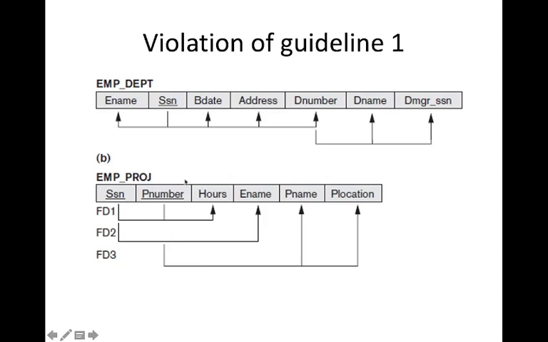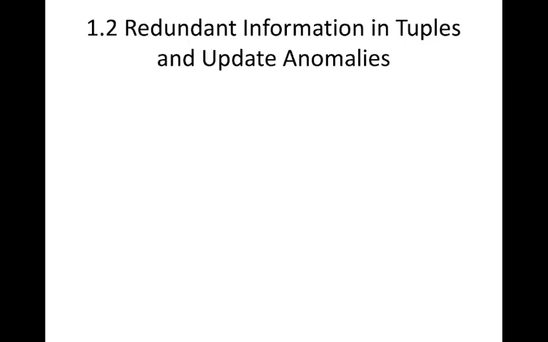Okay. So this is another example of violation of this guideline 1. Here we have SSN, P number, hours. Then we are mixing employee name here. Then we are mixing P name here, P location here. This is also a violation of guideline 1 because all these are attributes of different relations. So these attributes should be stored in different tables. Otherwise, there will be redundant information in this table. So this is a violation of guideline 1.